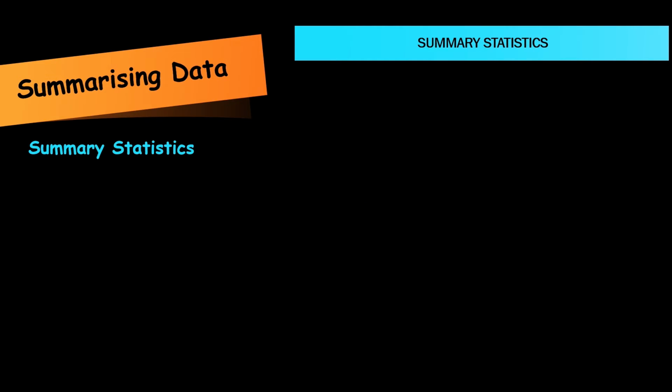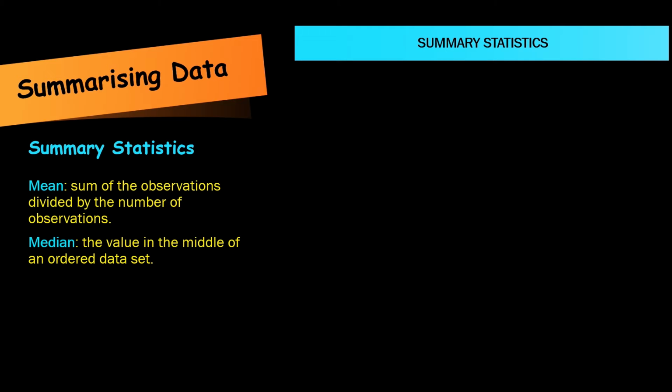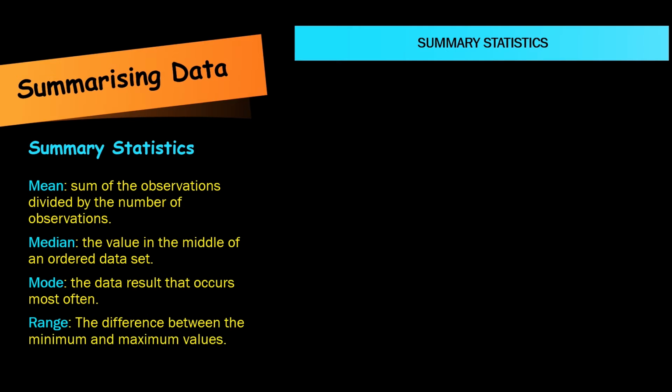Before we move on to the first exercise, let's take a quick look at summary statistics. The mean. This is the sum of the observations divided by the number of observations. The median. This is the value in the middle of an ordered data set. The mode. This is the data value result that occurs most often. And the range. This is the difference between the minimum and maximum values.